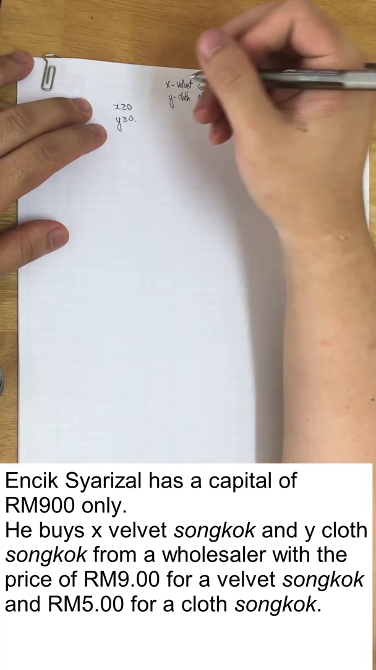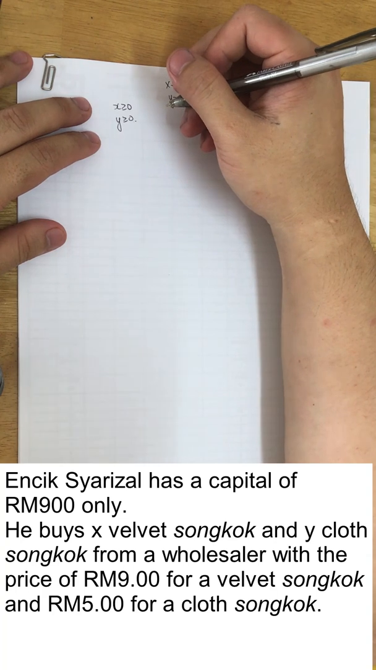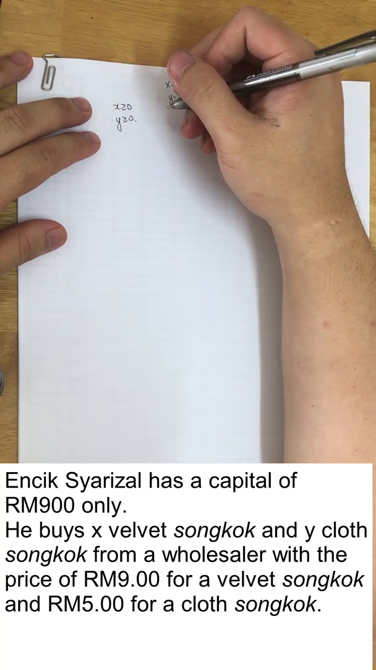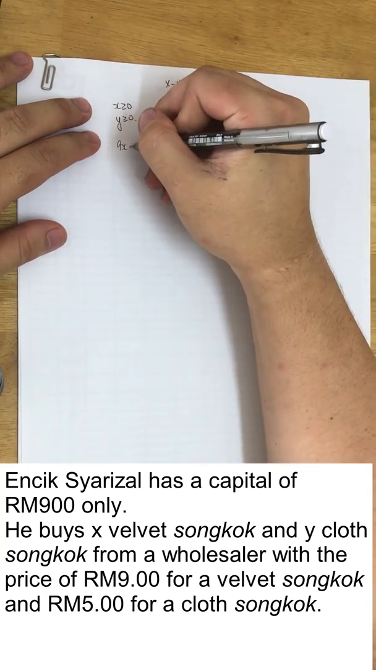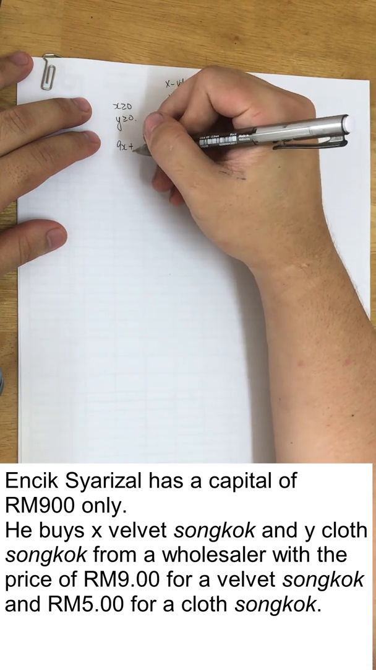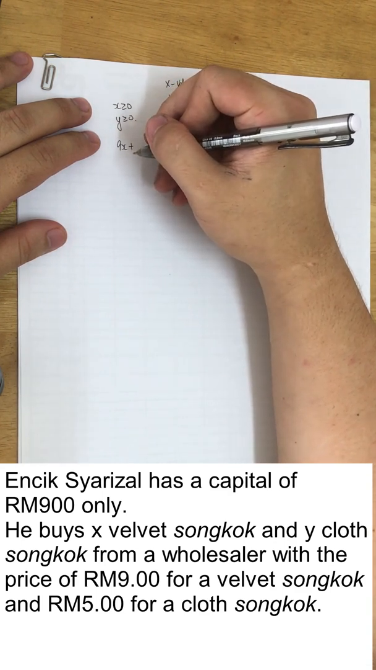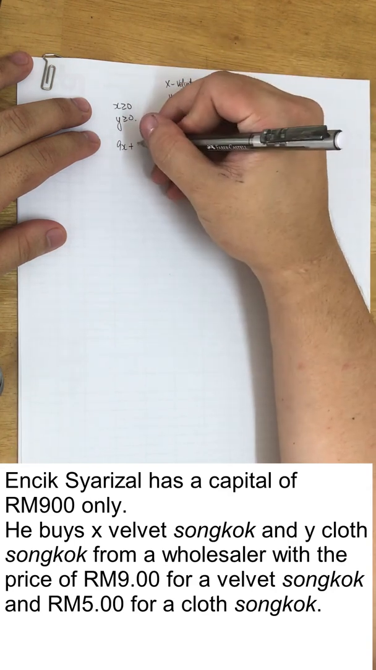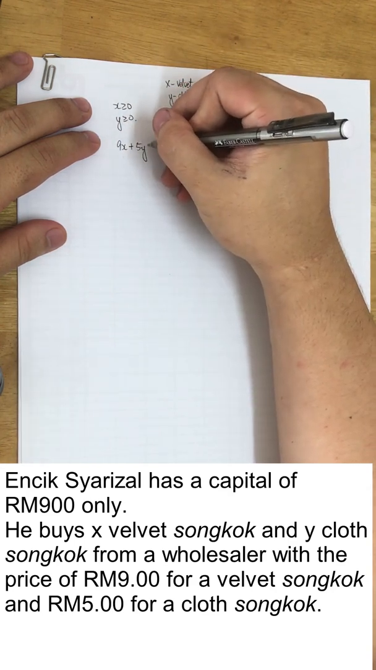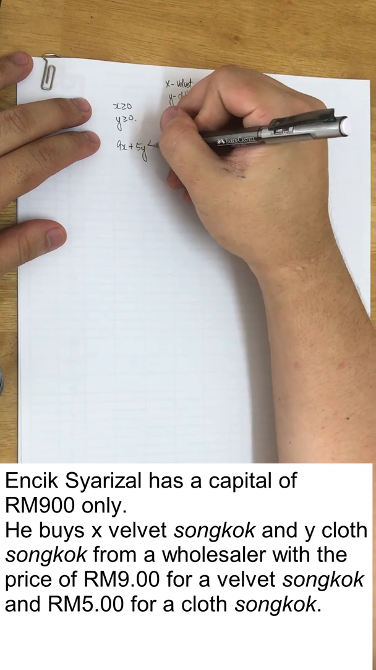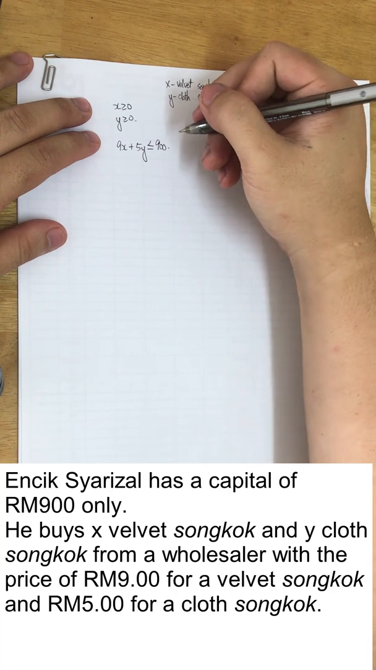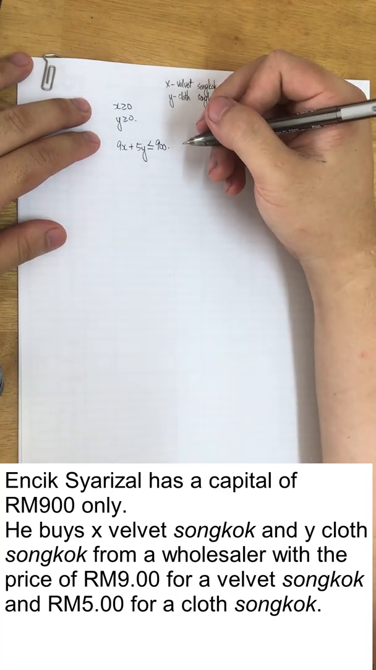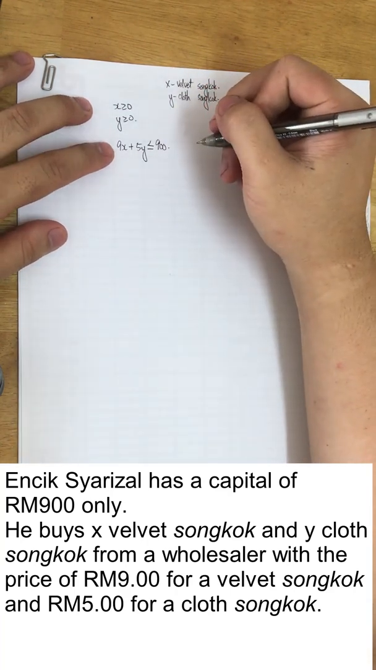Alright, so the first inequality we can get from the price of the Songkok. The cost price for a velvet Songkok is 9, so that is 9x, plus the cost price of the cloth Songkok is 5, so plus 5y is smaller or equals to 900, because Encik Shariza has only a capital of 900 ringgit only. So this is the first one.